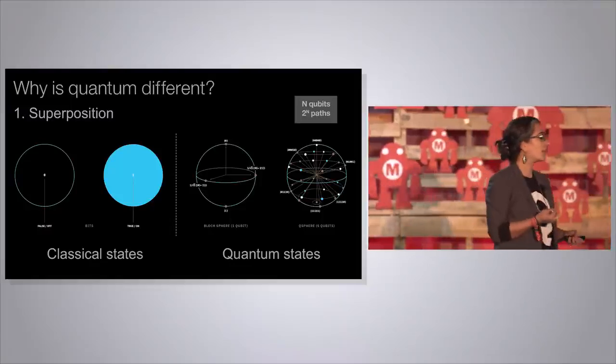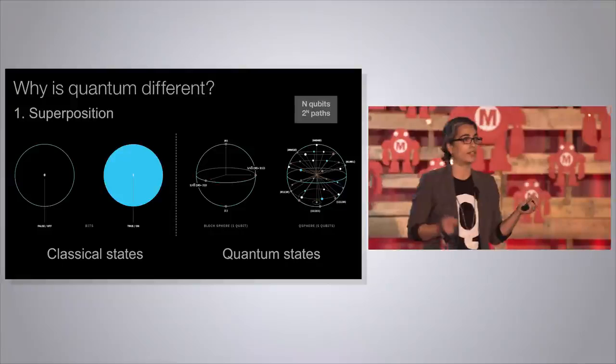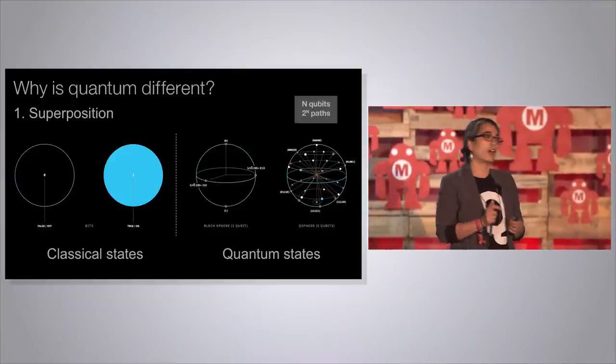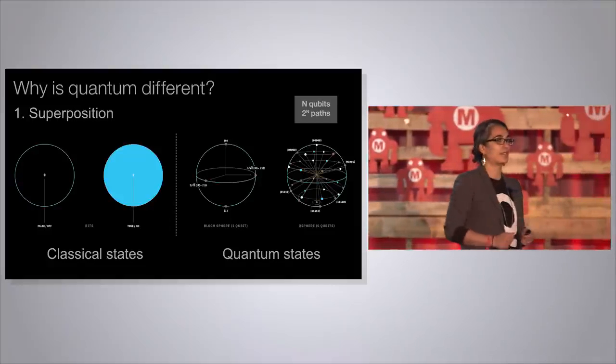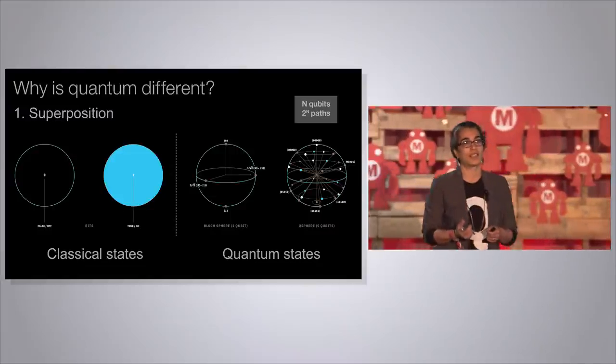has this property that the states can exist in a superposition of 0 and 1. Right? So not just 0, not just 1, but a superposition of 0 and 1. And you can also have complex superpositions of 0 and 1. So you start to be able to explore a much richer set of states.